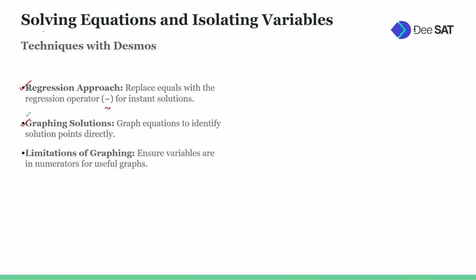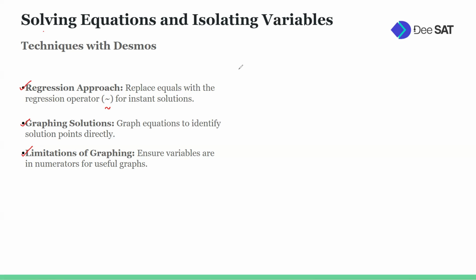Limitations of graphing. Finally, it's important to understand the limitations of graphing. Desmos works best when the variables in your equations are in the numerator. If a variable is stuck in the denominator, the graph might not give you meaningful or clear information. To overcome this, you may need to rearrange the equation so that all variables are in the numerator before graphing.